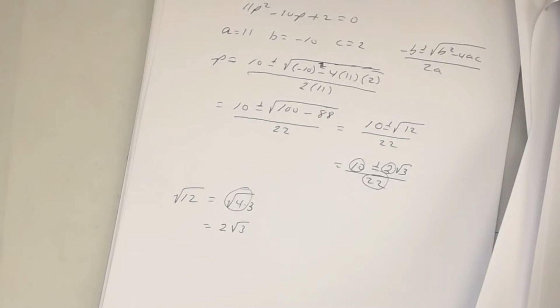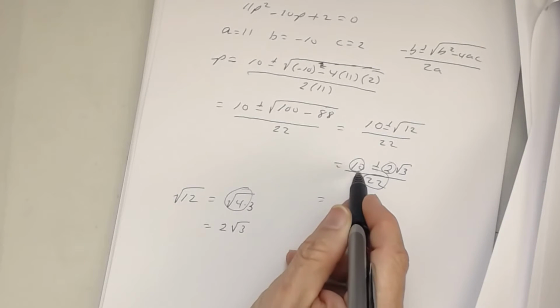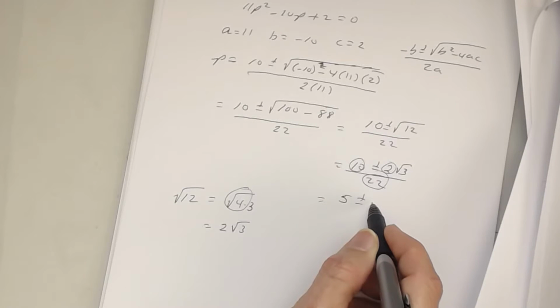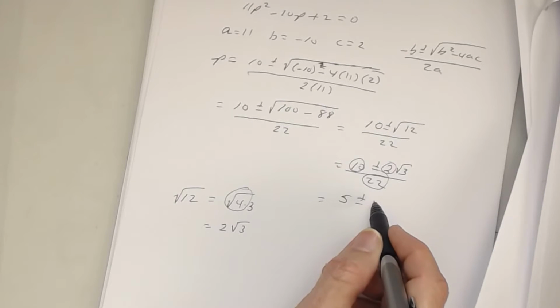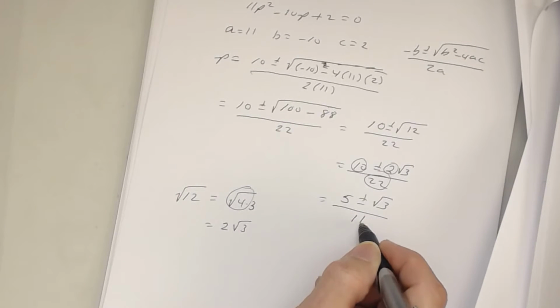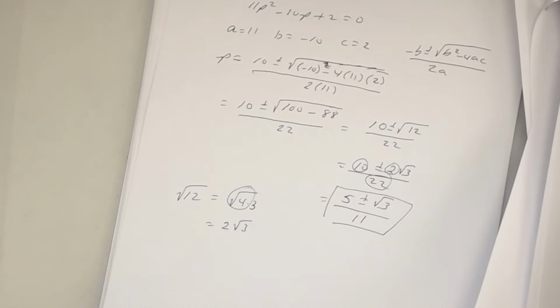Now remember, it's both of them, because what you do to the numerator, you do to the denominator. So there's going to be 10 divided by 2 is 5, plus or minus 1 square root of 3, but just leave it as square root of 3, divided by 11. So there's your answer. That's the only way you'll get full credit.